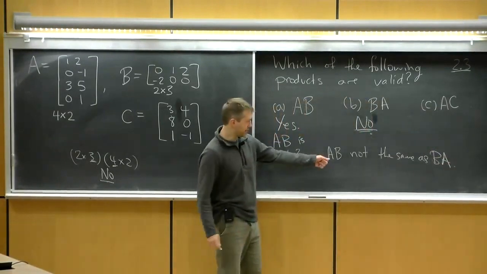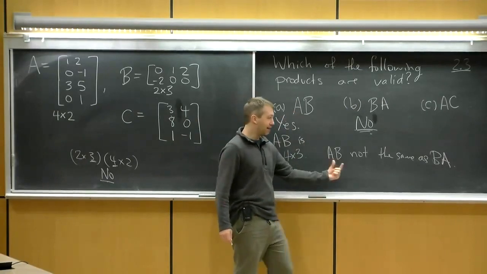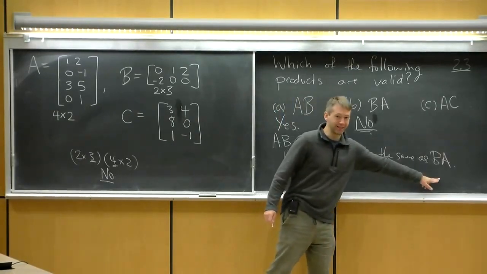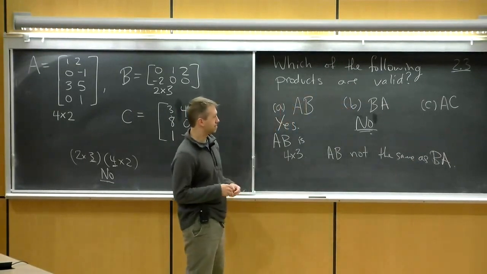We'll see another example of this later, but in this case, AB is definitely not the same as BA because BA doesn't even exist, and AB does. So yeah, they're definitely not the same.